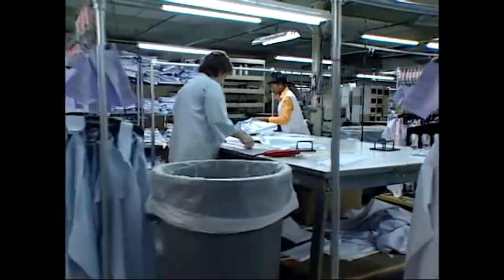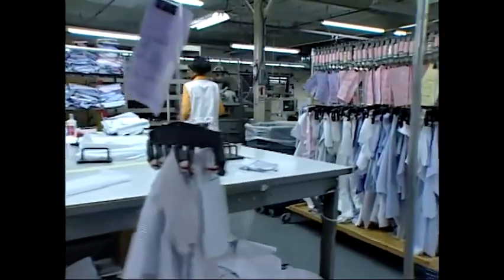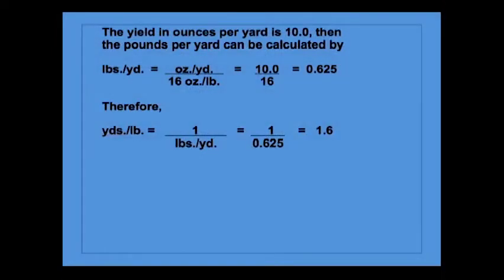The more yards per pound, the greater the number of garments that can be made from the fabric. If the yield of ounces per yard is known, then this is converted to pounds per yard by multiplying by 16 ounces per pound. This would be 10.0 ounces per yard divided by 16, and would equal 0.625 pounds per yard. Once this is known, yards per pound is the reciprocal of pounds per yard. The formula is yards over pounds equals 1 over pounds per yard. Therefore, in this example, the yards per pound would be 1 divided by 0.625, which equals 1.6 yards per pound.